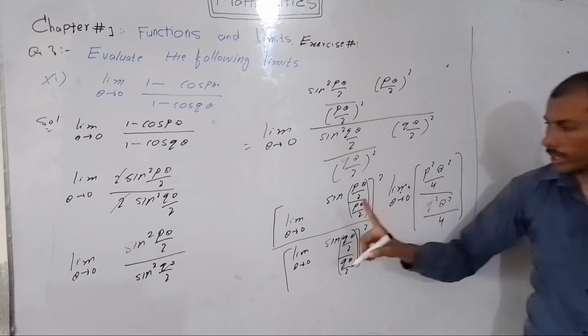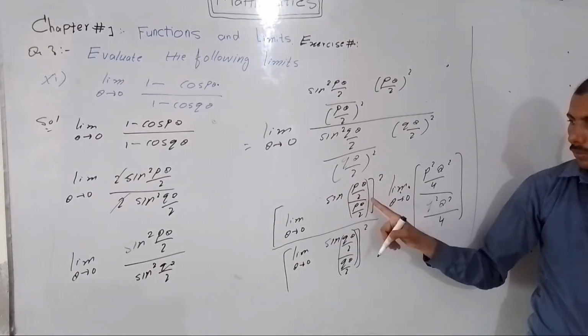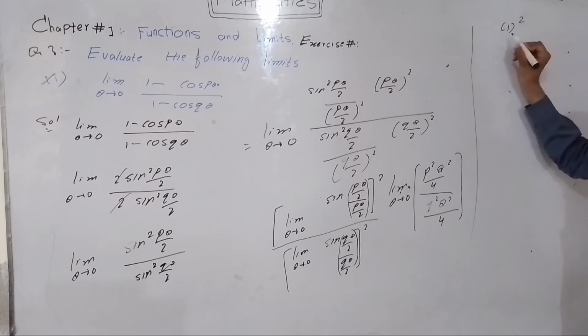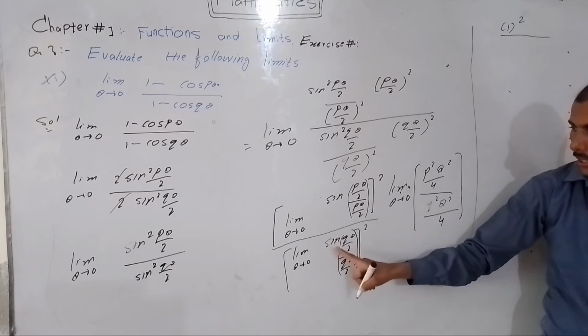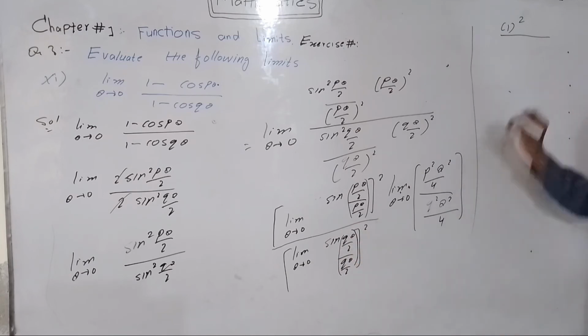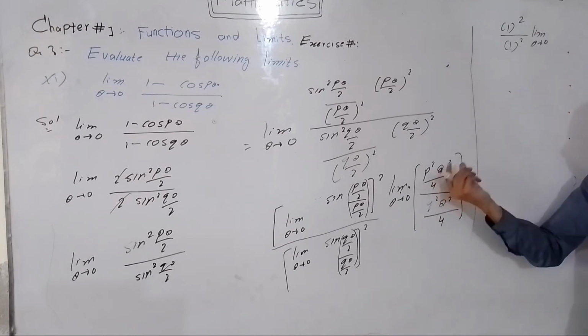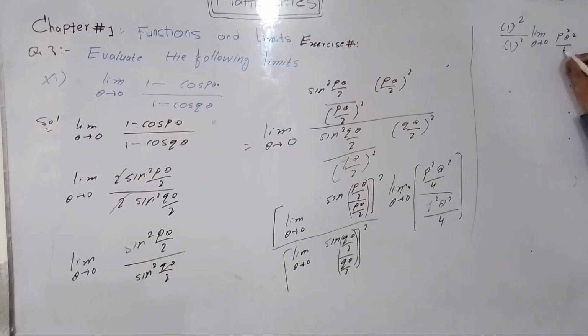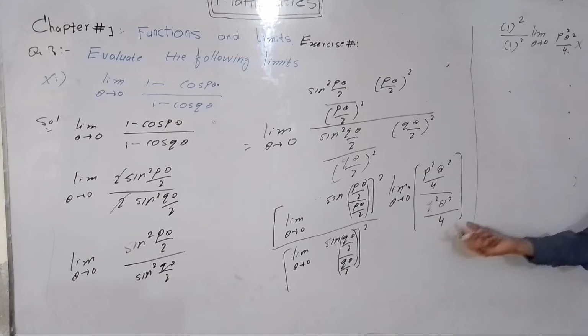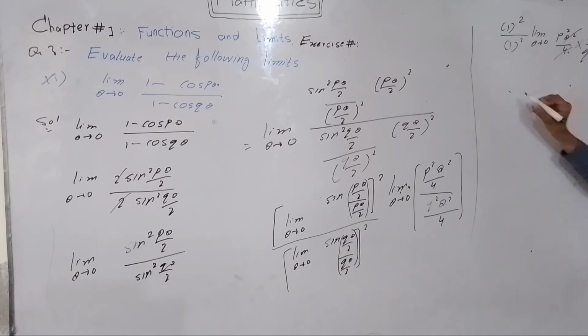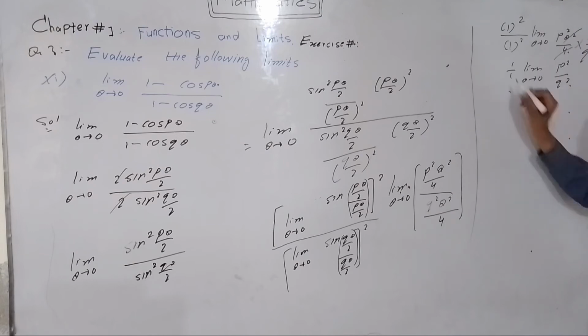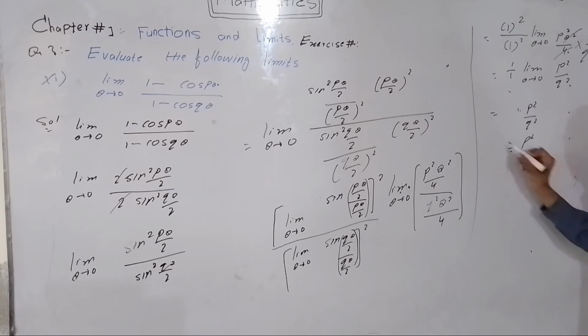Next, dear students, limit theta approaches 0 sin p theta over 2 divided by p theta over 2 is equal to 1, whole square, divided by limit theta approaches 0 sin q theta over 2 divided by q theta over 2, which is equal to 1. So 1 square divided by 1 square, limit theta approaches 0 p square theta square divided by 4 multiplied by 4 divided by q square theta square. The 4 cancels, and theta square cancels. So 1 square over 1 square, limit theta approaches 0 p square divided by q square, which is equal to 1 dot p square over q square, which is p square divided by q square, which is the required solution.